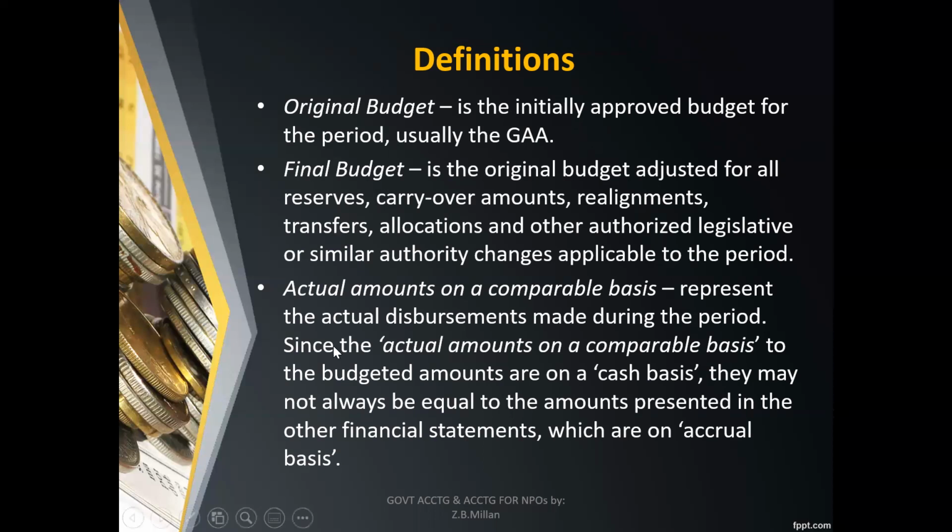And you have actual amounts on a comparable basis. This represents the actual disbursement made during the period. So the actual amounts on a comparable basis to the budgeted amounts are on a cash basis. And they may not always be equal to the amount presented in the other financial statement, which are on accrual basis.